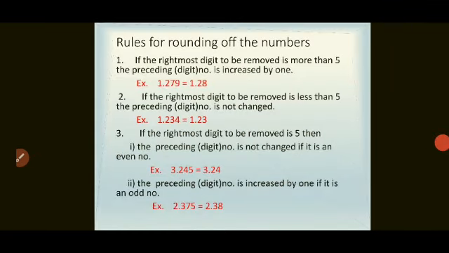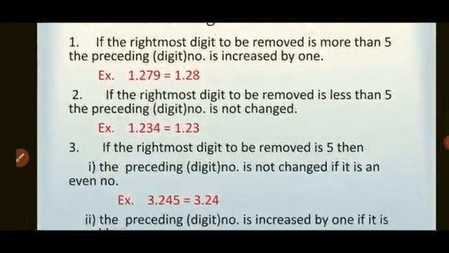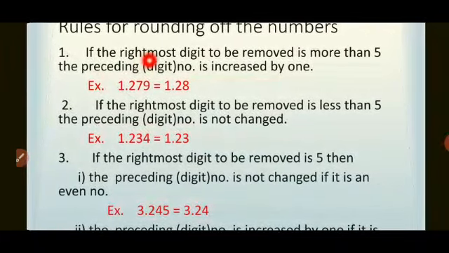These are very common rules and you already know this, but let us revise. If the rightmost digit, which we are rounding off or removing, is more than 5, the preceding digit is increased by 1. Preceding means previous to that. For example, in 1.279, if we have to remove this 9, it is greater than 5, hence the previous digit is increased by 1. So the answer is 1.28.